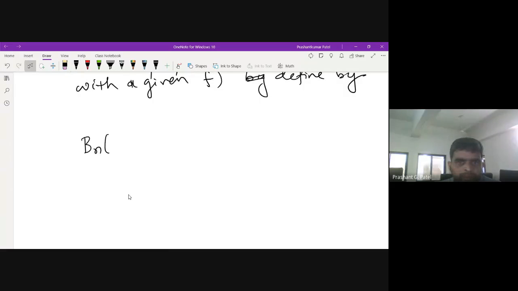I should say Bn f at x, because it is f dependent. Sometimes it's just denoted as Bnx, or it also has the notation Bn f at x. These are all the notations. In different books you can find different notations.